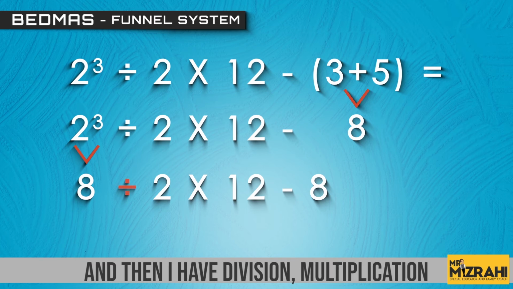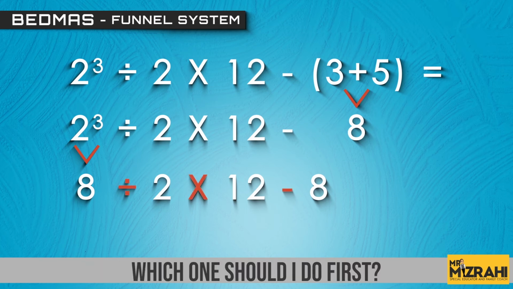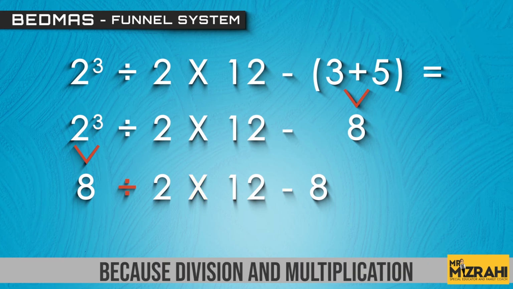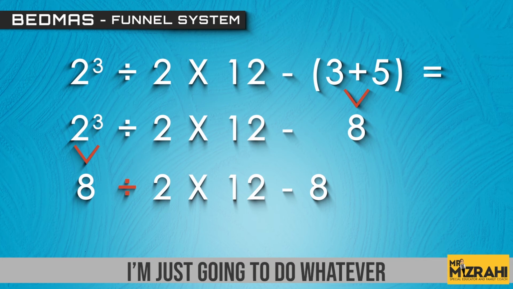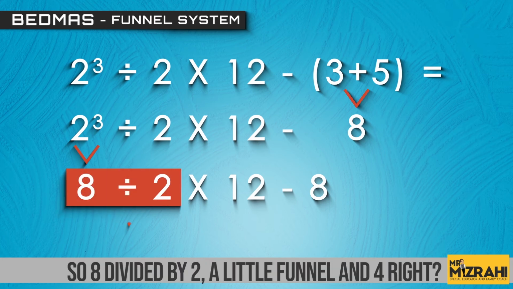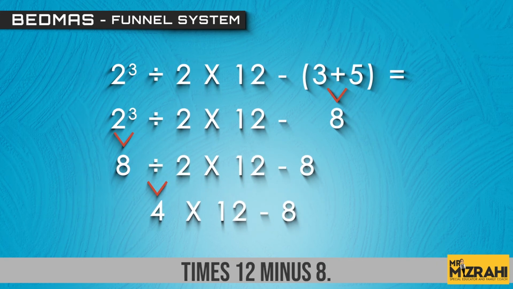And then I have division, multiplication, and subtraction. Which one should I do first? Correct, the division. Even though I have multiplication next to it, because division and multiplication are on the same level, I'm just going to do whatever comes first from the left. So 8 divided by 2, a little funnel, 4, right? And then I copy down the rest of the sentence, times 12 minus 8.